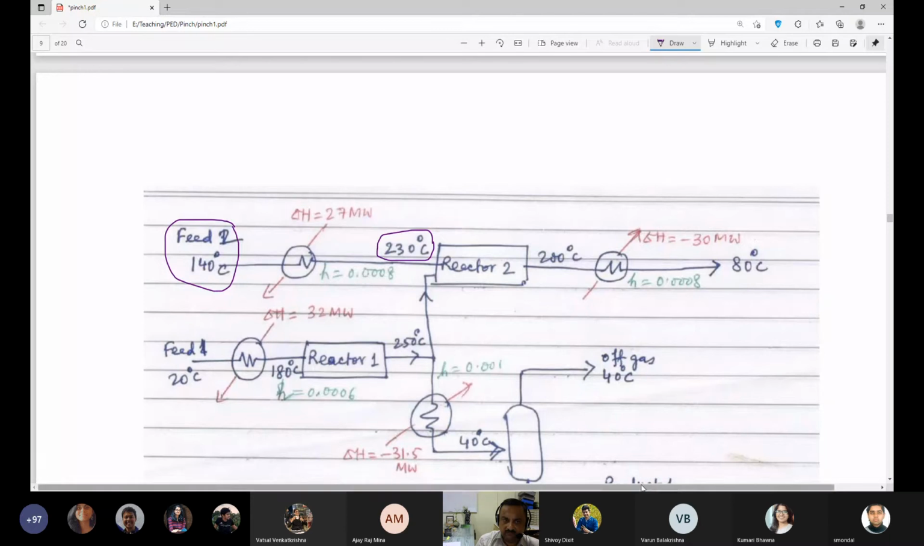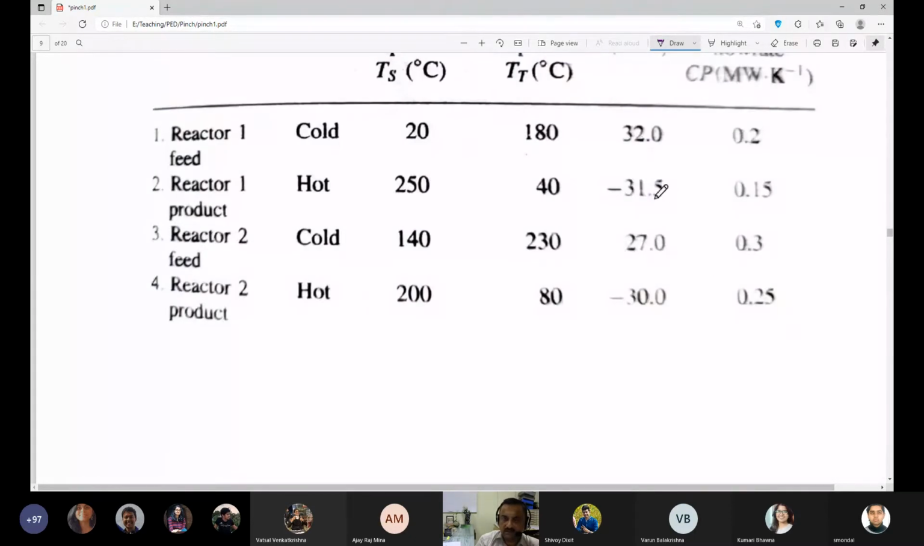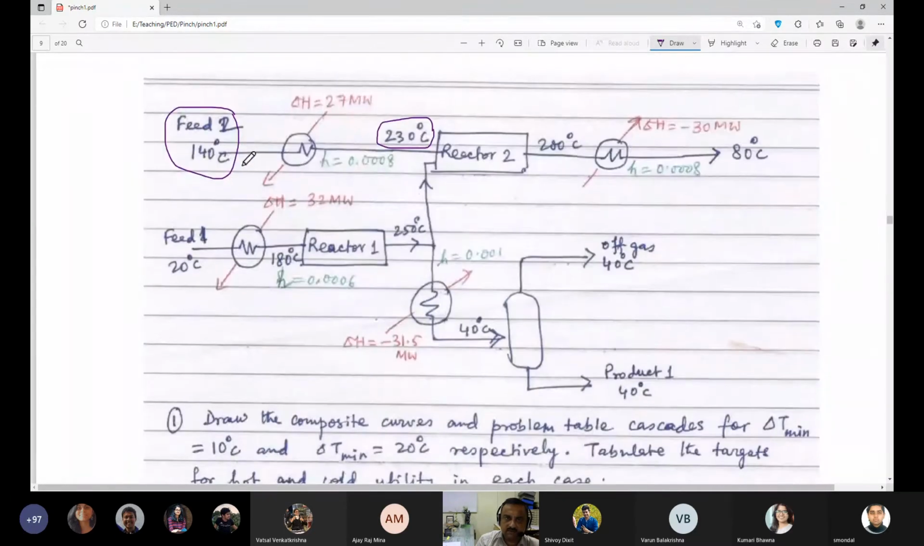Let us say I pick up the four delta H values: minus 30, minus 31.5, plus 27 and plus 32. So those are the four streams I have: minus 31.5, minus 30, 32 and 27. Accordingly, I have four streams: here it is 140 to 230, here 200 to 80, here 20 to 180, and here 250 to 40. So these are the changes in temperature.